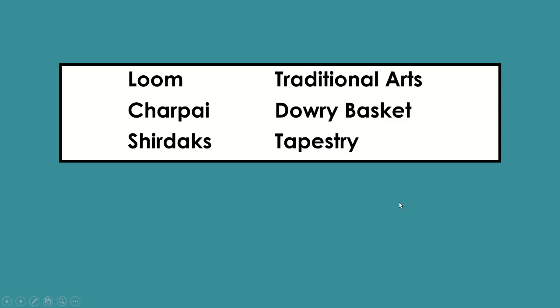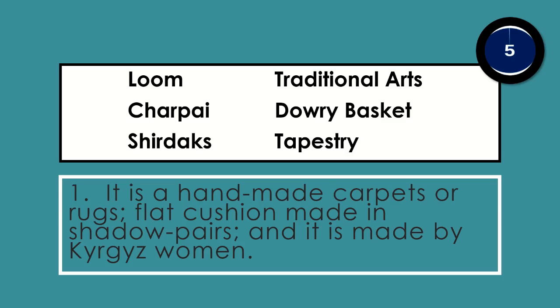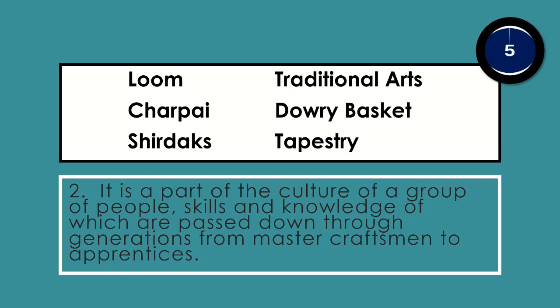Let's have number 1. It is a handmade carpet or rug, flat cushion made in shadow pairs, and it is made by Kyrgyz women. You have 5 seconds. Time is up. Let's have number 2. It is a part of the culture of a group of people, skills and knowledge of which are passed down through generations from master craftsmen to apprentices. You have 5 seconds.